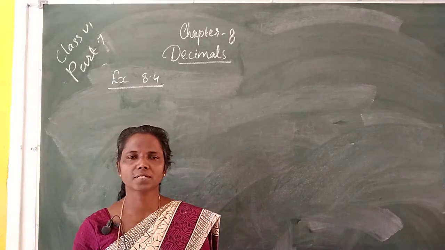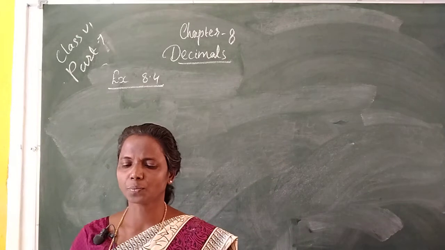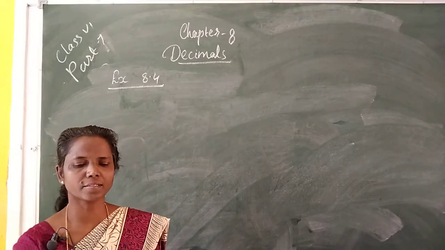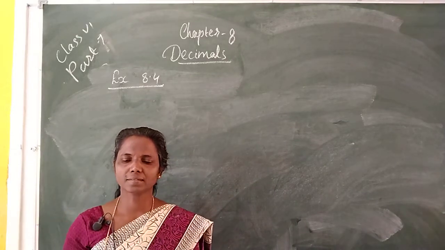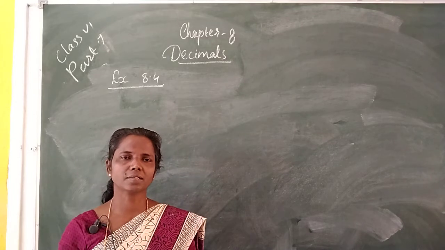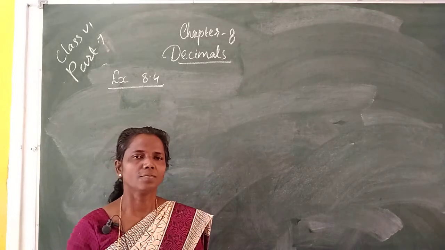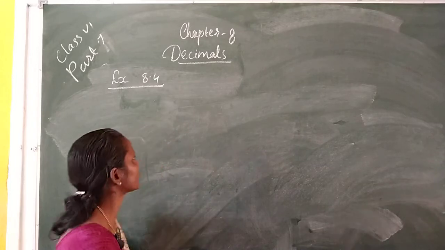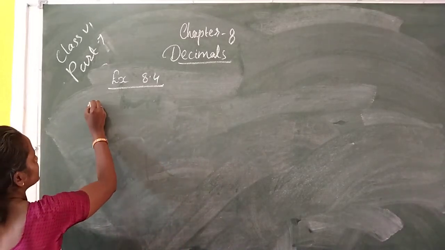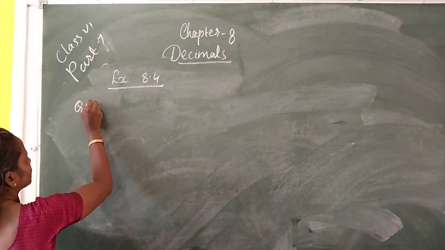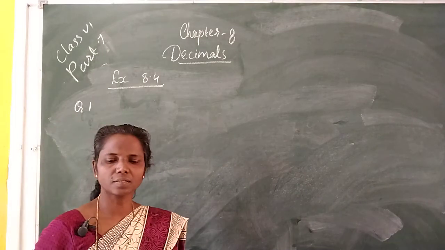Look, it's the first question. Express as rupees using decimal. Here paisa is given, then this paisa convert into rupees. We know 100 paisa. Then question number 1. It's A.